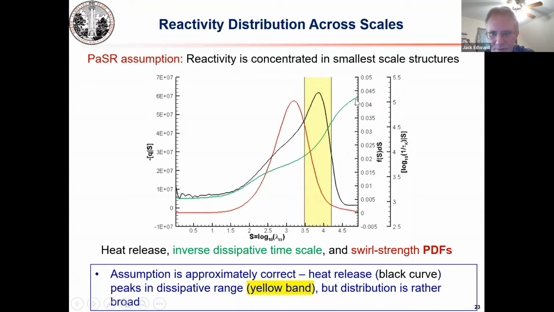That's this green line, which shows the PDF of the inverse dissipative range timescale. But the point is that it's not strongly peaked here. You don't see a very narrow peak of this heat release distribution in the dissipative range. You've got scale-to-scale interactions that are pushing the reactivity into larger scales. That's what we were trying to find out. The PASR assumption is partially valid, but not wholly valid.